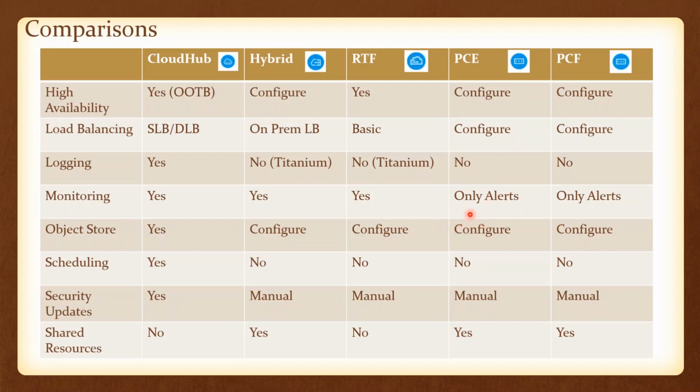Then monitoring, only alerts. You cannot see the utilization and all those statuses, so you can just trigger alerts when you are using the PCE edition. Object store, again same as hybrid, you need to configure. You do not get v2 access. Scheduling is also no. Security updates, obviously it's on-prem, so manual. And shared resources, of course yes you can, because you have the whole control of the Mule runtime.